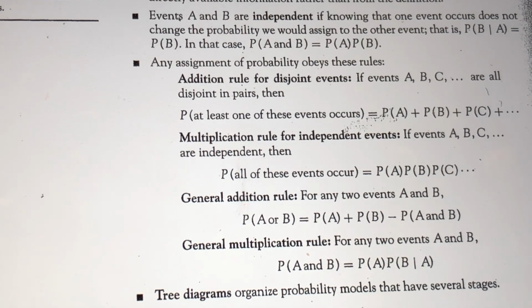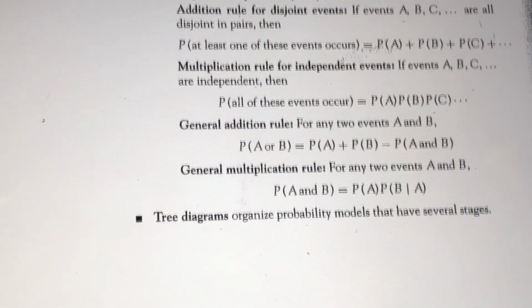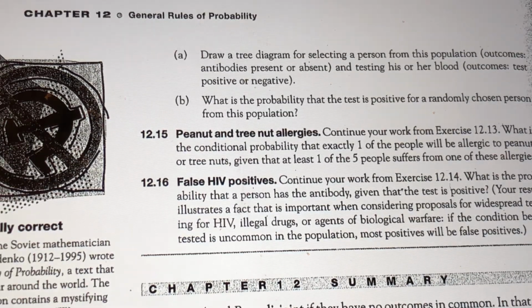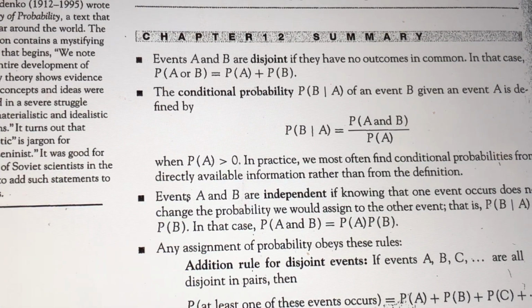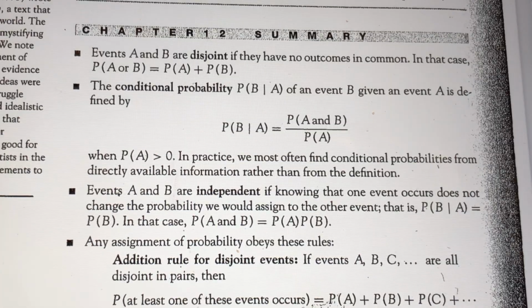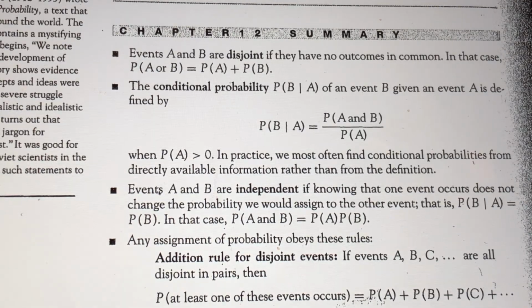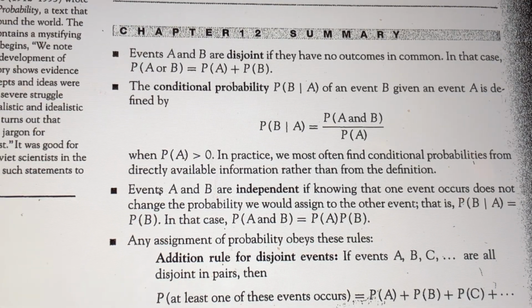All right, so let's talk about page 18. This is page 18. Page 18 just gives you a whole bunch of formulas. If two things are disjoint, either one happens or the other one.